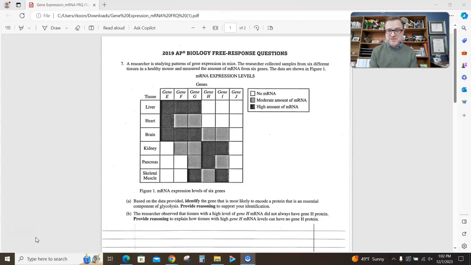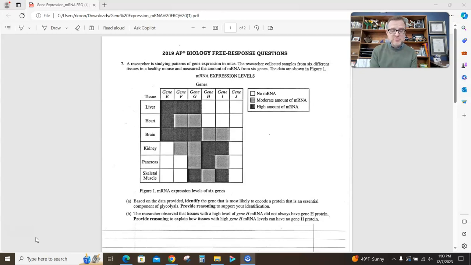And then the question presents me with this sort of chart type figure where on the left I have 6 different tissues from a mouse: liver, heart, brain, kidney, pancreas, and skeletal muscle. And on the top I have 6 different genes: gene E, F, G, H, I, and J. And the key tells me that the darker the box is filled in, the more messenger RNA those cells have. And what you have to know about this question is gene expression, and you have to know that if a gene is being expressed, those messenger RNAs are going to be found in the cytoplasm.